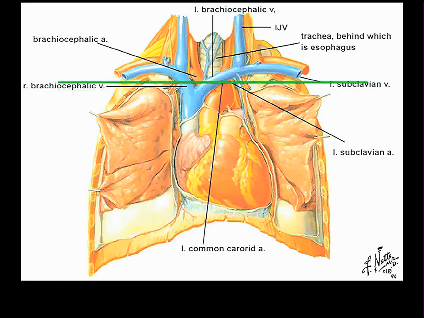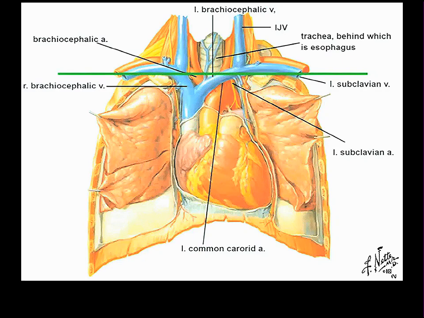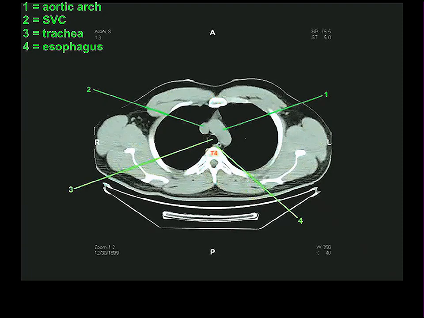We go up higher, we should really see a very nice separate left brachiocephalic vein and right brachiocephalic vein, a nice brachiocephalic artery, and we'll probably catch the left common carotid and subclavians too, which are coming off sequentially. And again, the trachea and esophagus will be there as well. And then eventually we'll get to the point of bifurcation of the brachiocephalic artery into the right common carotid and right subclavian. So we know this by heart. Quickly, aortic arch, superior vena cava, trachea, esophagus.